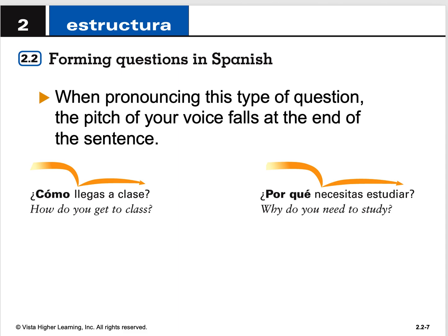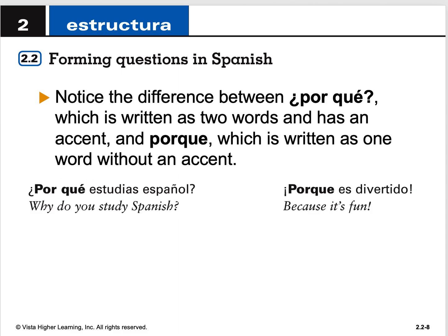When we have non-yes or no questions, we call those interrogative words, and they're given to us at the beginning. When pronouncing this type of question, the pitch of your voice falls at the end of the sentence because the question part is at the beginning. So, ¿cómo llegas a la clase? Here the como kind of comes down. ¿Por qué necesitas estudiar? Because the question word is coming earlier, not at the end, we swap that octave tone change to the beginning. This is something to pay very close attention to as you practice your pronunciation in Importalis.